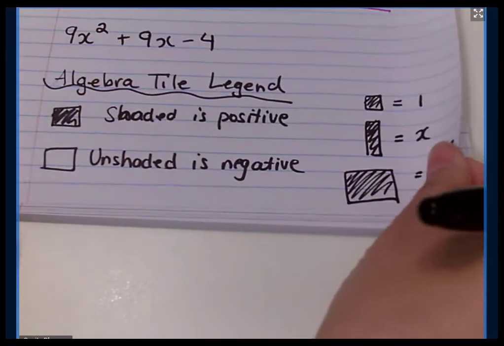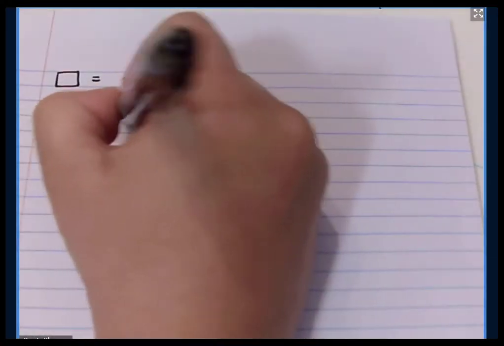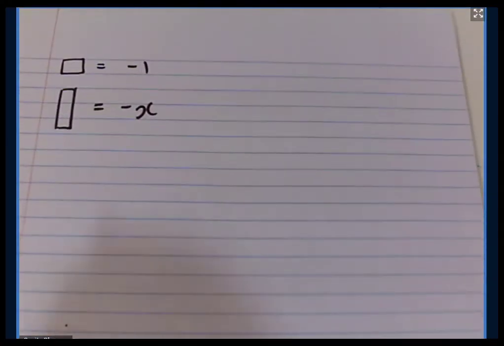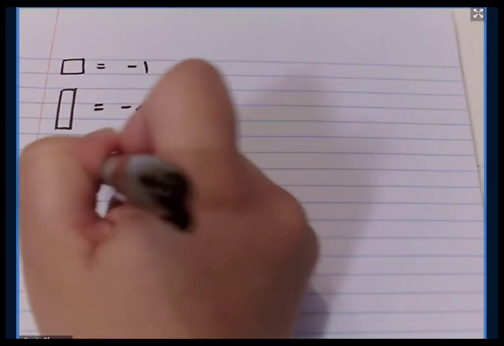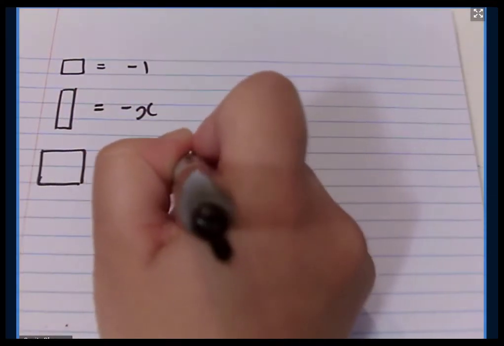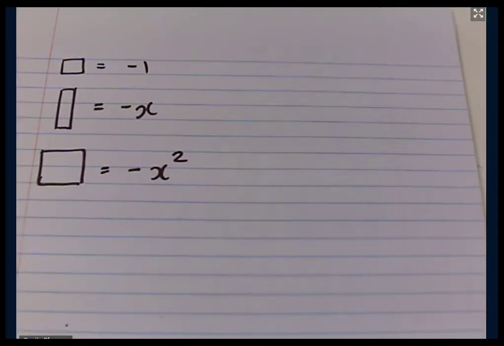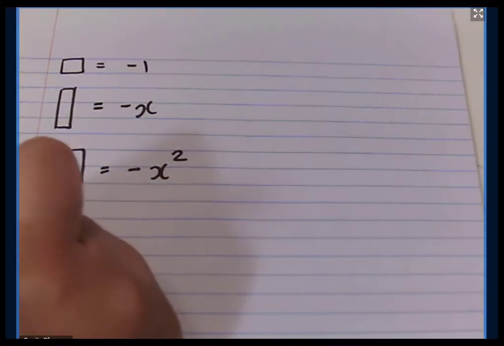I'm just going to show that as well. If we have an unshaded little square, that represents negative 1. And if we have an unshaded rectangle like so, that represents negative x. And if we have an unshaded larger square like this, that is a negative x squared. Okay, so what does this mean? And how are we going to use these tiles? So let's take a look at our first example.